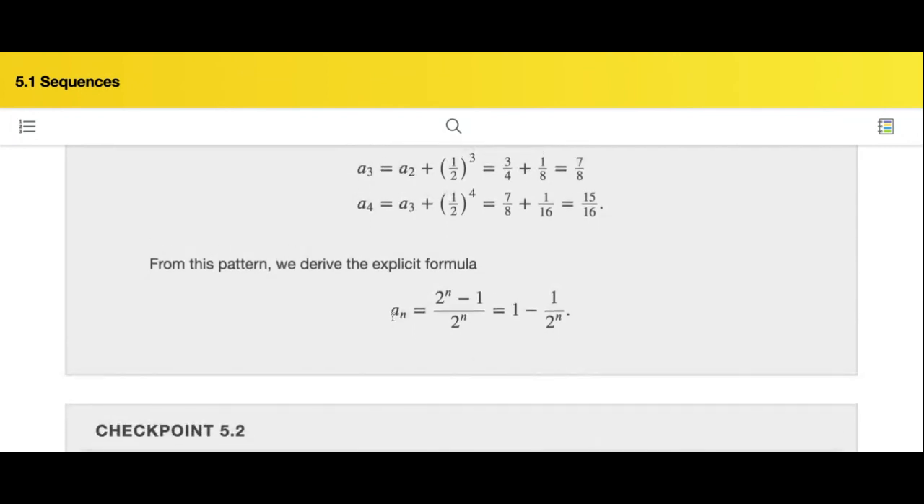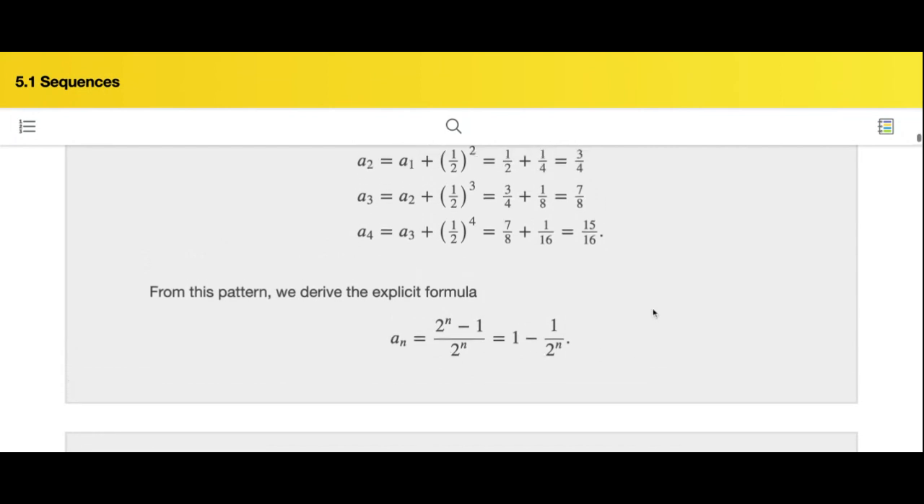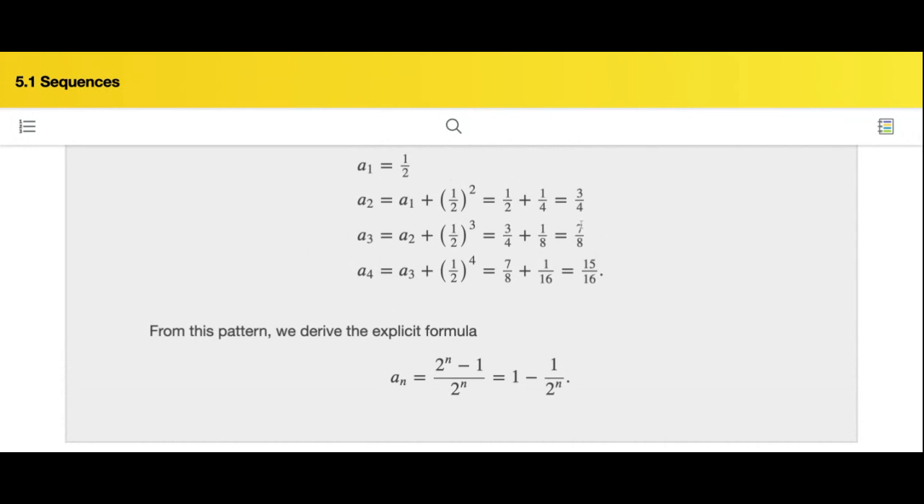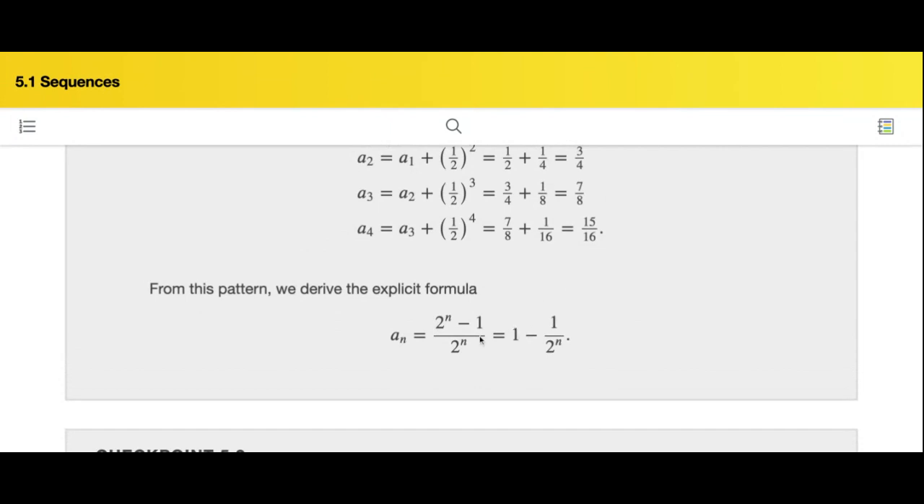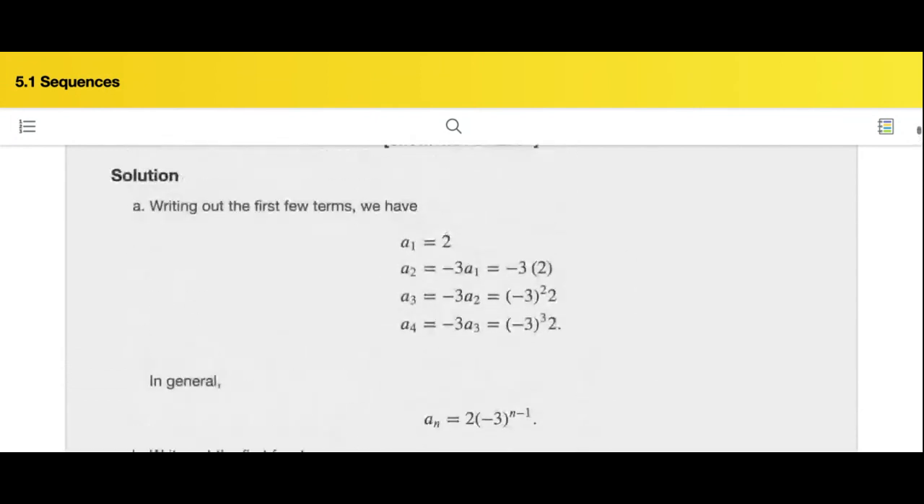And then we can see clearly as the nth term goes on, we start with a half, 3 quarters, 7 over 8, 15 over 16. And this sequence will converge to 1 as n approaches infinity, right? As n approaches infinity, a half raised to n will approach 0. We'll talk about sequence convergence later on.